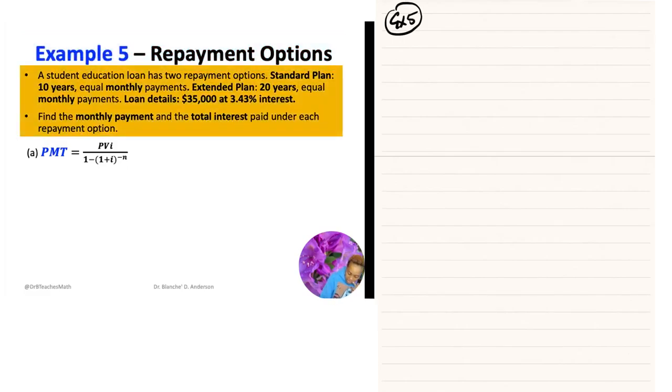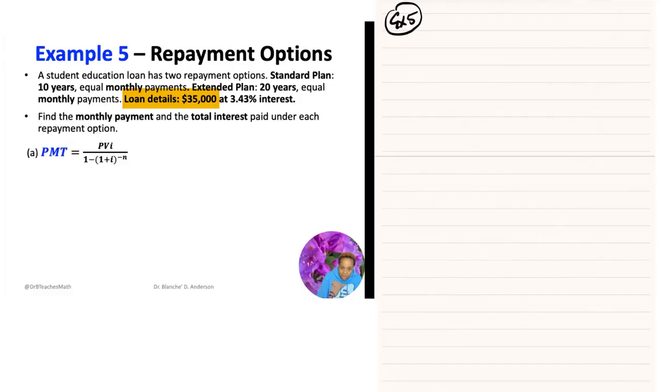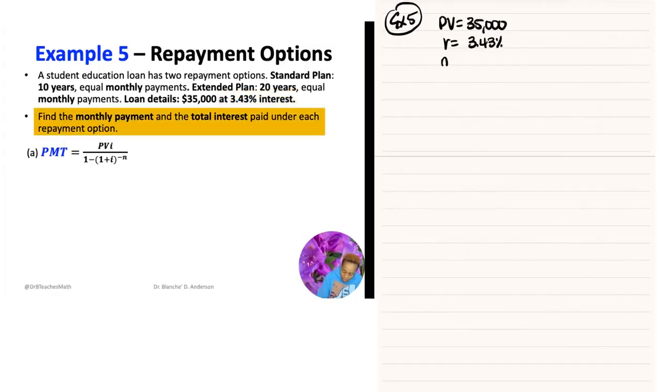So they're saying you have a standard. Well, let's read it. A student education loan has two repayment options: a standard plan for 10 years, equal monthly payments, and then an extended plan for 20 years, equal monthly payments. So my loan is a $35,000 loan. My rate is 3.43%. That's the interest. These are monthly payments, because it says find the monthly payment and the total interest paid under each repayment option. Cool. Because you want to know which is the better plan, right?